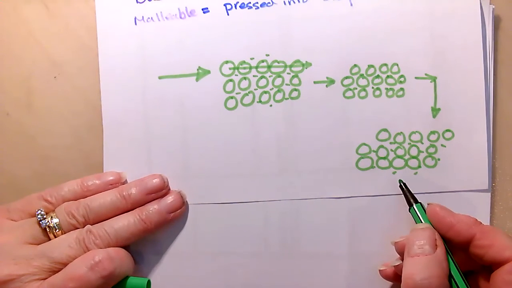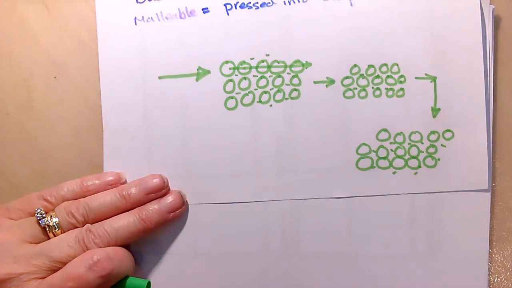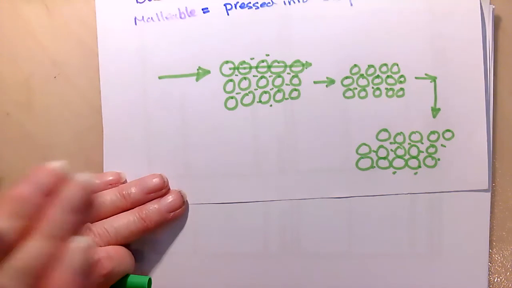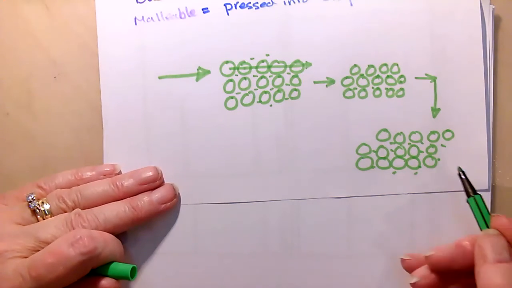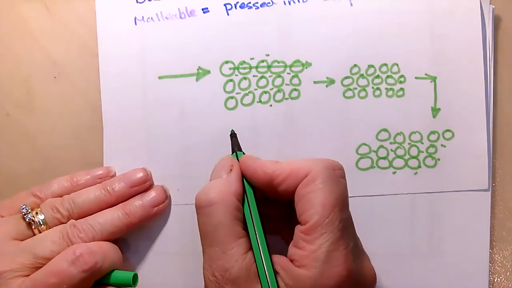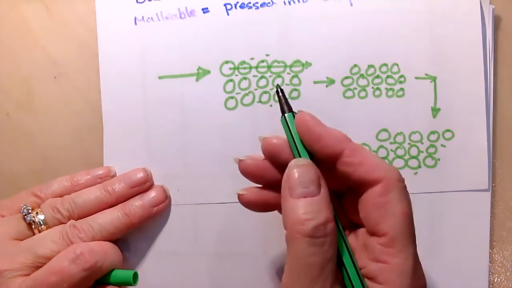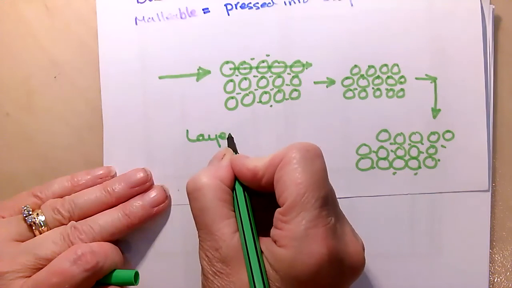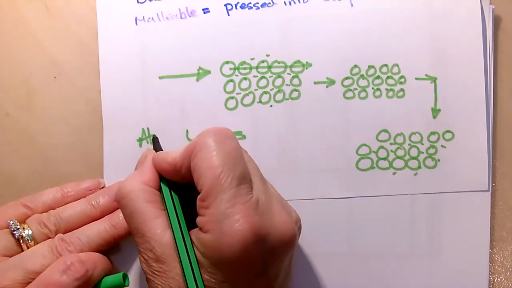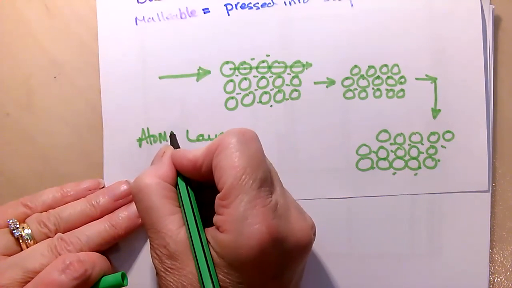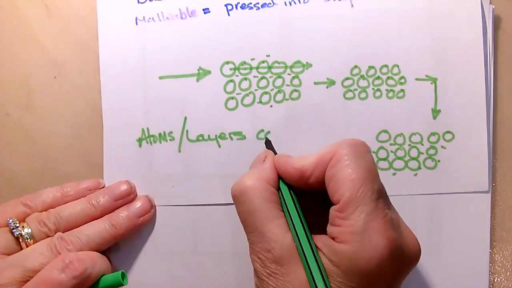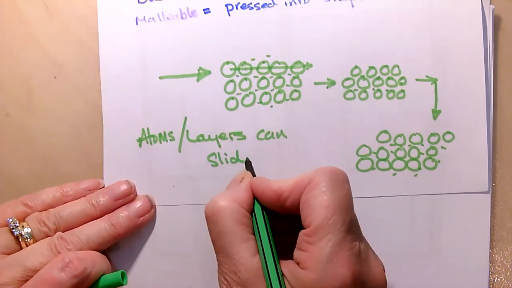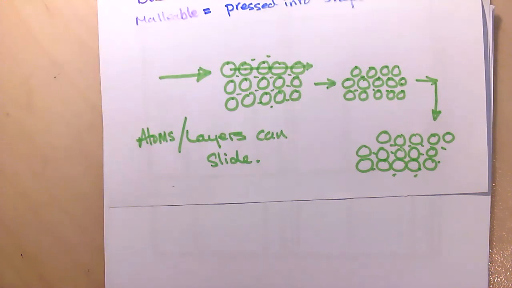Now the bonds haven't been broken. All that's happened is the metal ions have just moved along the sea of electrons. So this is how they can be drawn into shape or pressed. The layers of atoms can slide. Okay, and that really does get us to the end of this metal bonding topic.